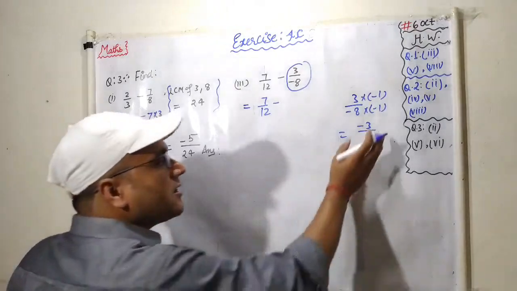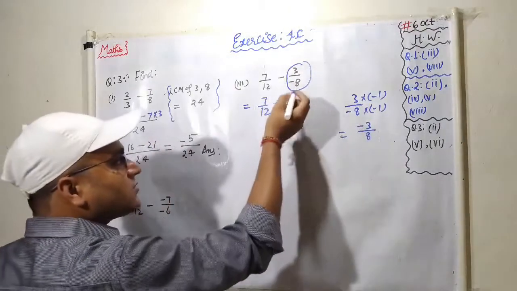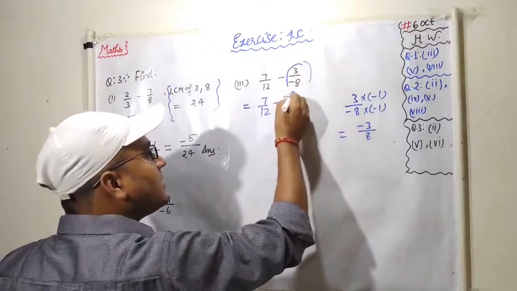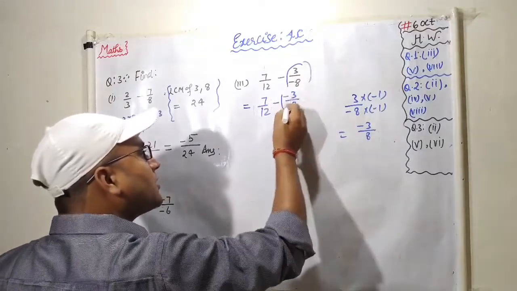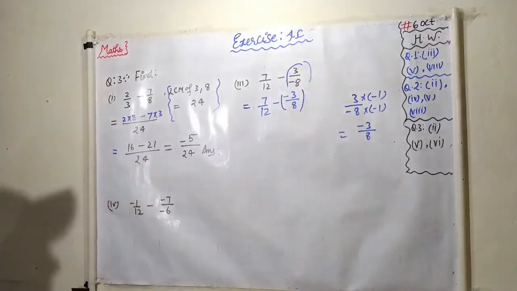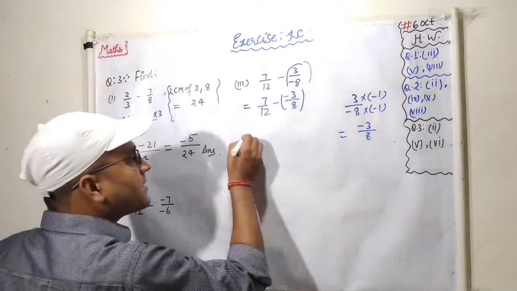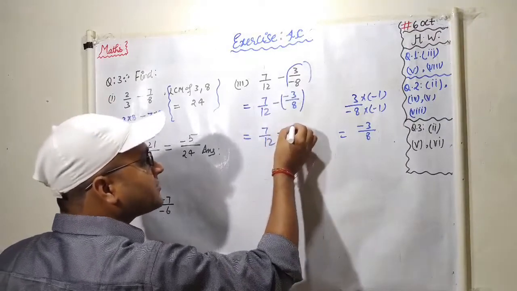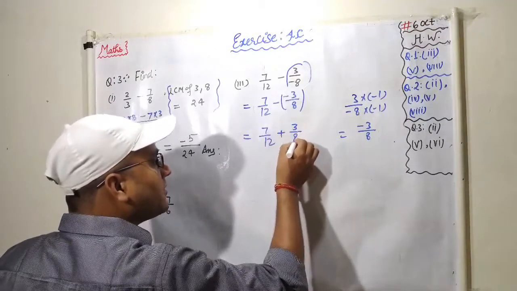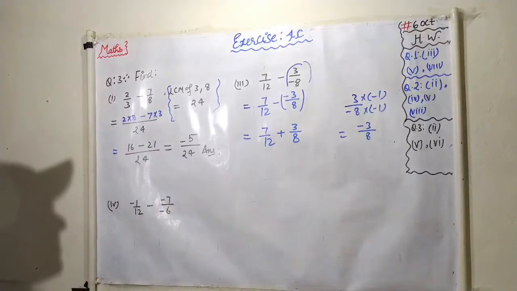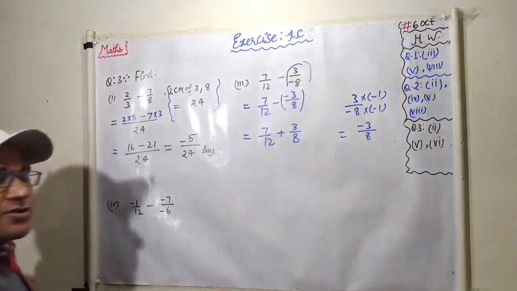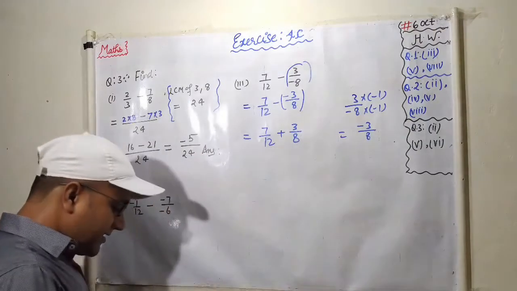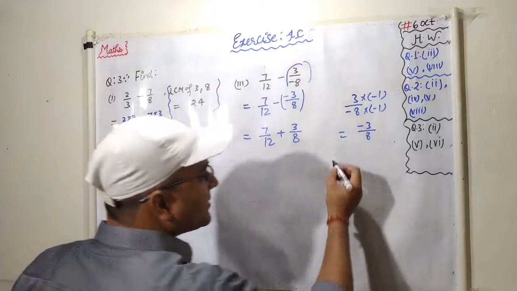You will write it as a positive. So that's why we are going to write this in the form of minus 3 upon 8. You will put a bracket there. In the next step, 7 upon 12 minus, if you remove this bracket, minus is multiplied into minus, so you will get plus 3 upon 8. And after that you will take the LCM of 12 and 8.